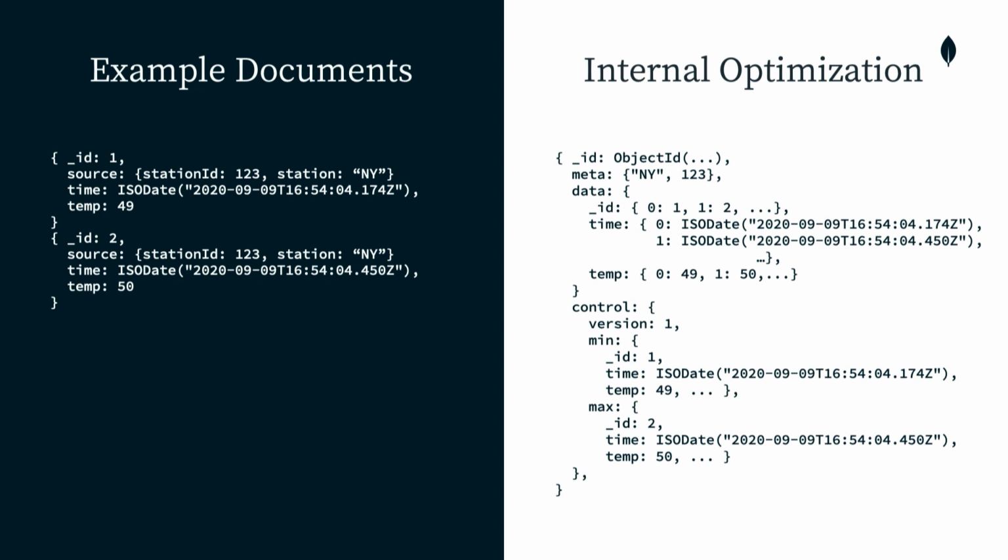And in the control, we always store for every measurement the minimum and maximum value, and we do that for time as well. And behind the scenes, the primary index is on time, so it's different from the underscore ID that you usually have in a MongoDB collection. This is generated internally, automatically, and you don't even view this index, it's hidden.